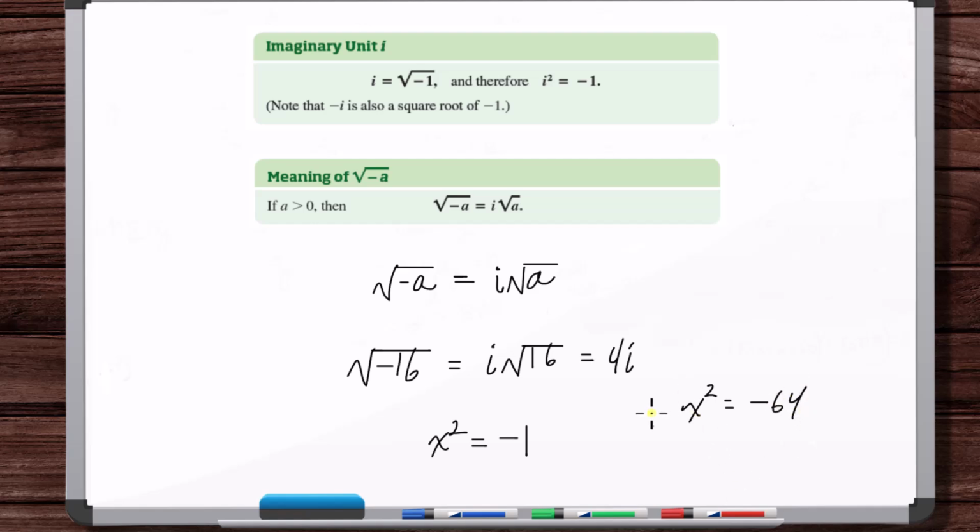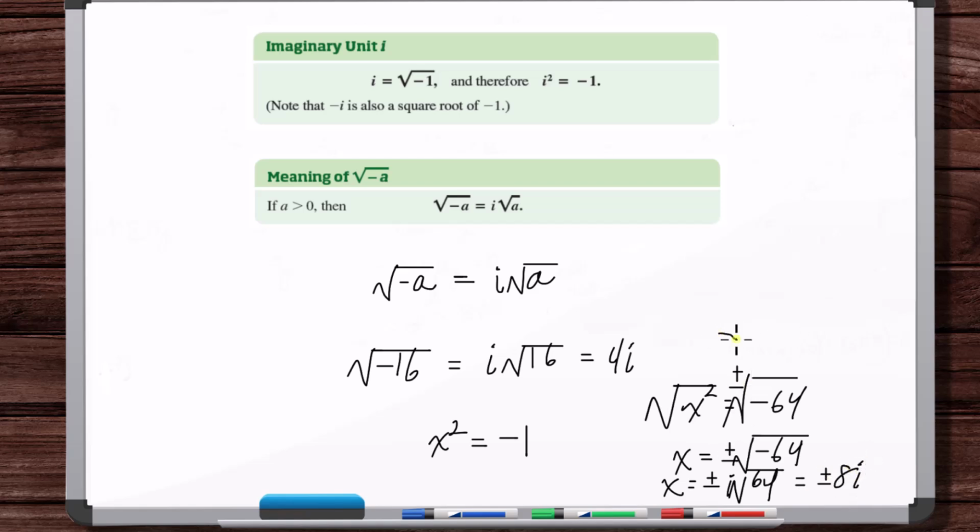Like -64, right? You take the square root of both sides, do the square root property, which you do with the plus or minus like that. So you're left with, okay, but now we know based on this property here that we've got plus or minus i root 64. Root 64 is 8, so plus or minus 8i. And we just solved this equation.